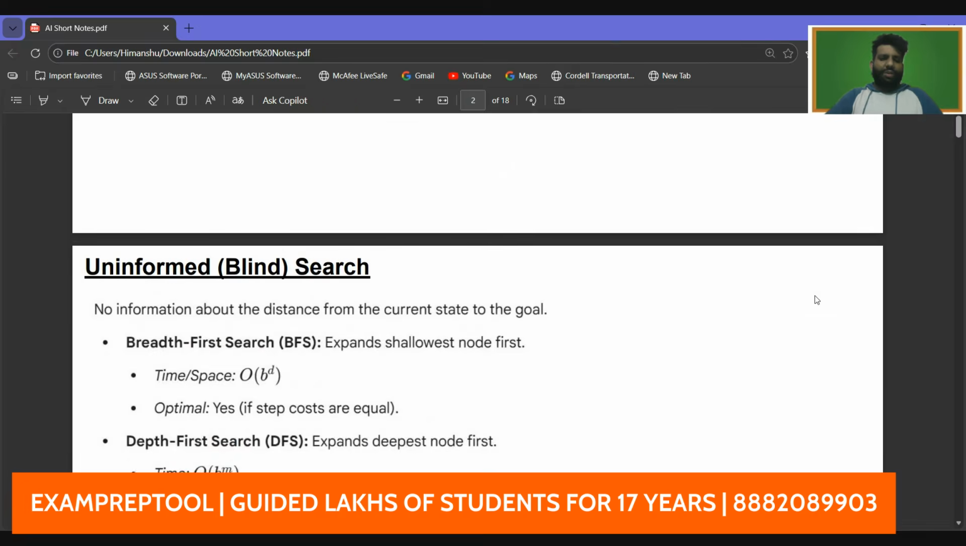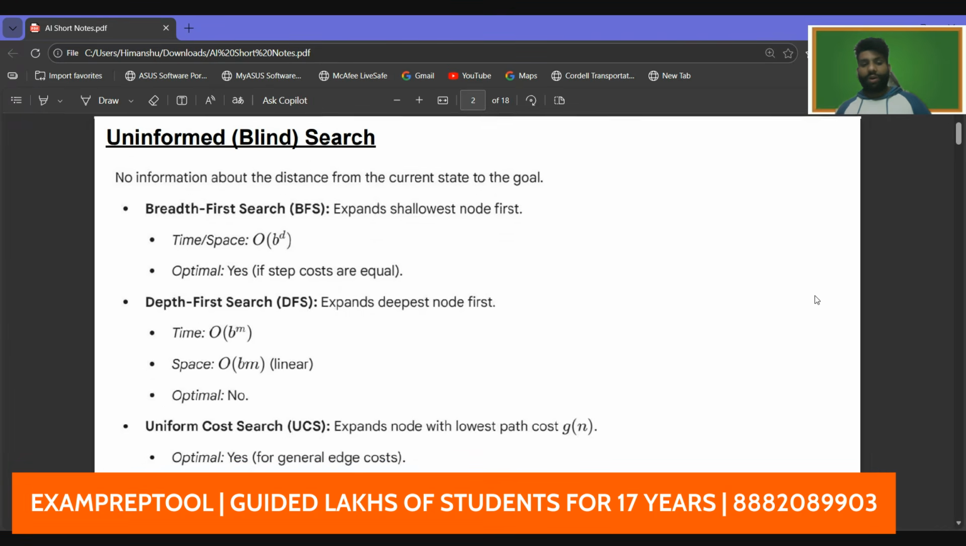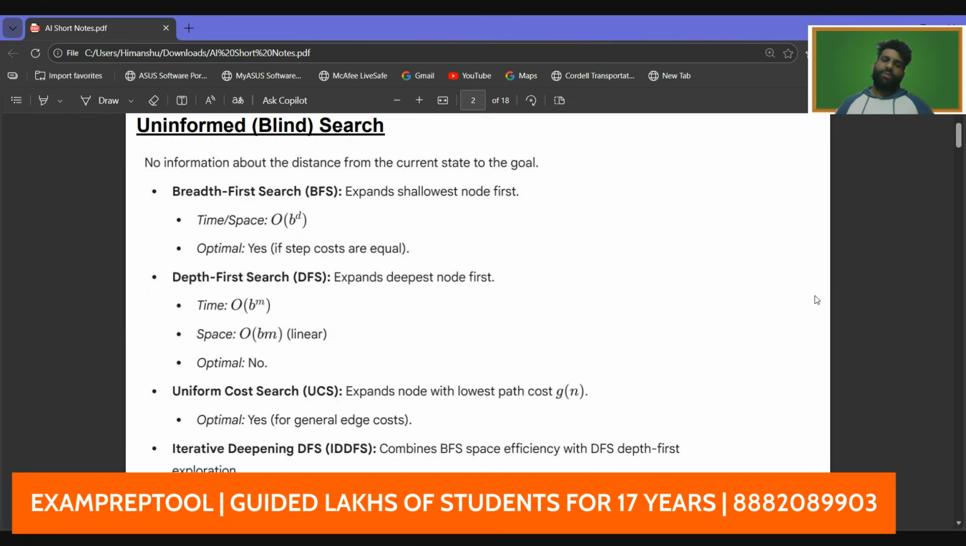So I'll get straight into uninformed blind search, or basically uninformed search. Why blind? Because we do not have any extra information about the search space, any extra information about the domain we are solving. That's why it's called uninformed or blind search. Now we have four important algorithms: breadth first search, depth first search, uniform cost search, and lastly, iterative deepening search.